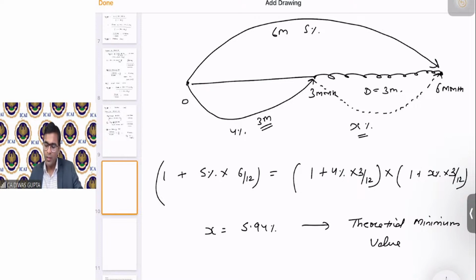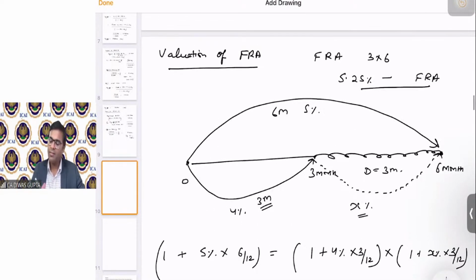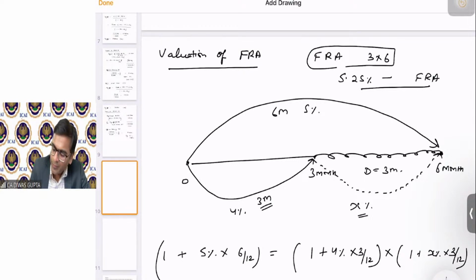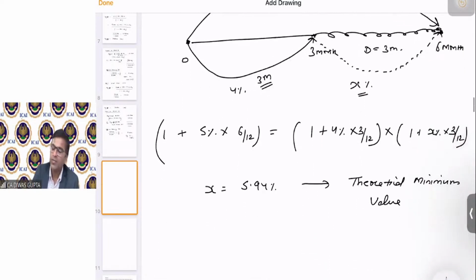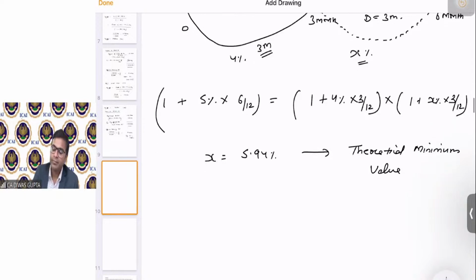Satish, 5% is 9 months? No, it's 6 months. I have taken a FRA of 3 by 6. 3 by 6 means the duration is 3 months. It will start from 3 months from today. Effectively, I'm talking about 6 months from now. So this is 0, third month, and 6 month. I have assumed that 5% is for the 6 months interest rate, 4% is for the 3 months, and hence 5.94% is the theoretical minimum value.